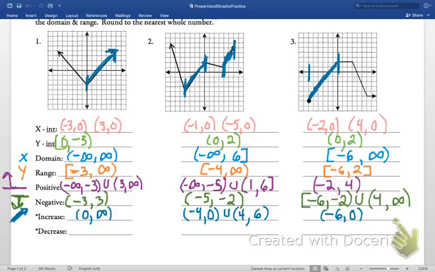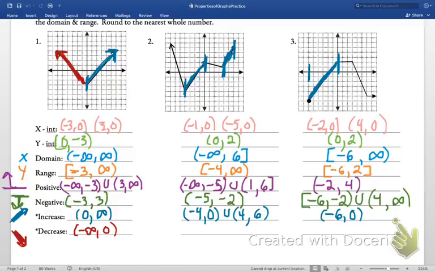Last piece. Decreasing. Decreasing is a negative slope. Again, the direction of the arrow doesn't matter, just that it's a negative slope line. So number 1, I see I have a negative slope right over here. Okay, so that negative slope starts at -infinity and goes to 0. That's the only piece I have.